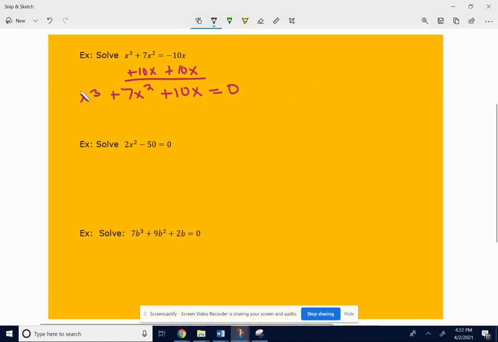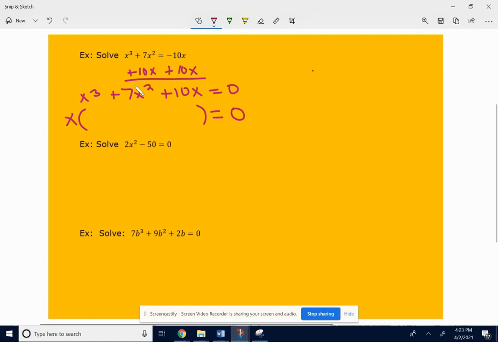There is no number, because the only thing that will divide into 1, 7, and 10 is 1, and that's not helpful. But look at the variables, x. We have an x on each piece. We have an x on each part. So we need to take the smallest of those x's, so x to the first. So the greatest common factor is x. So I'm going to factor out an x.